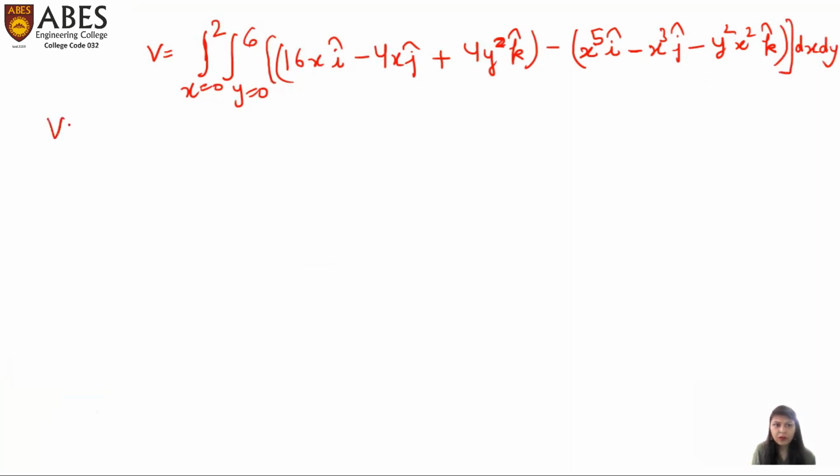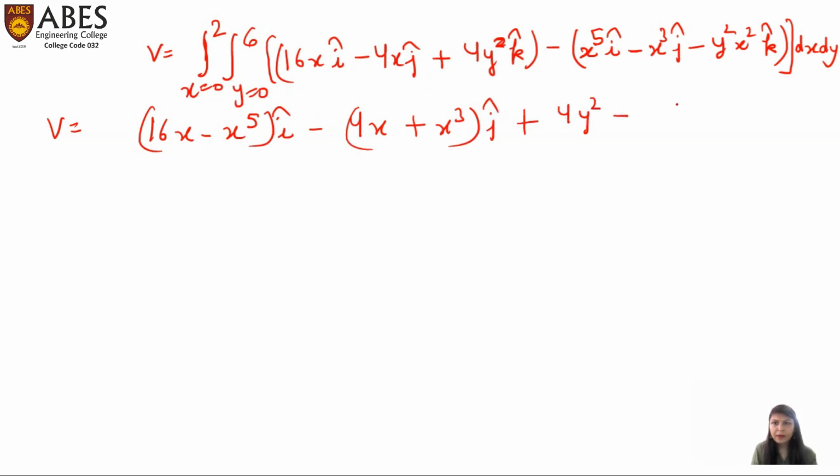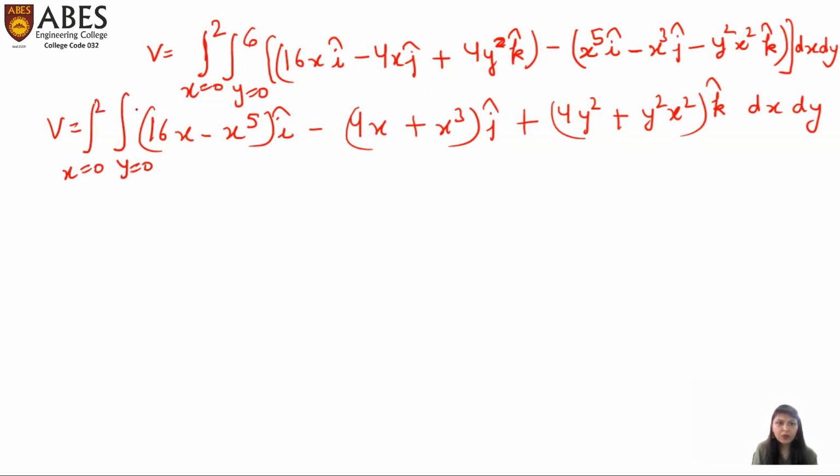So first we have to solve this integration. The 16x minus x to the power 5 i cap we can take common, minus 4x plus x cube j cap, plus 4y square minus y square x square k cap, dx dy, and the integration is x equals 0 to 2, y equals 0 to 6. Now you see the whole function comes in x and y variables only.